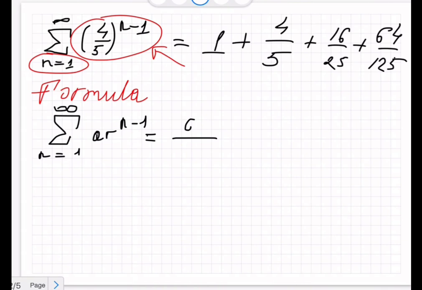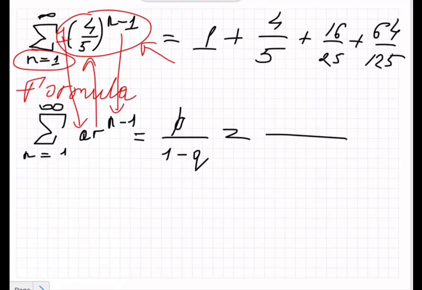So basically, this b is the first term, and we can see that this formula is in the appropriate form. The number that's in front of the 4/5 is invisible, so it's an invisible 1. So you can see that b is 1 and q is 4/5. Notice that everything else matches. n is 1 and we have n minus 1 on top.